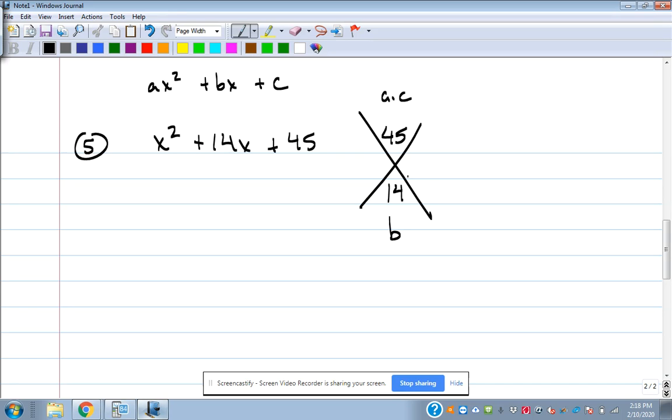So here's what we need to find with this. We need 2 numbers that multiply to be 45 and add to be 14. That's what the X setup is about. We want to multiply to be the top number, and add to be 14. That's what we want 2 numbers to fill in the sides with.